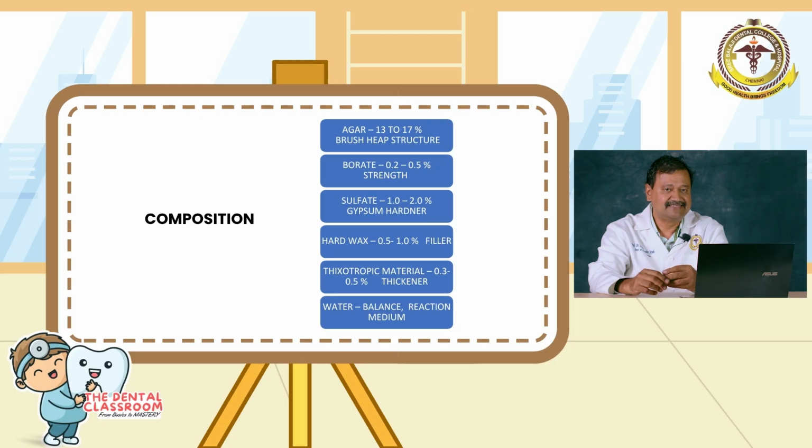Hard wax is incorporated in the material as a filler in the ratio 0.5 to 1%. And we have thixotropic material 0.3 to 0.5%. This helps to thicken the set material. The residual volume is occupied by water, and water is the principal reaction medium.